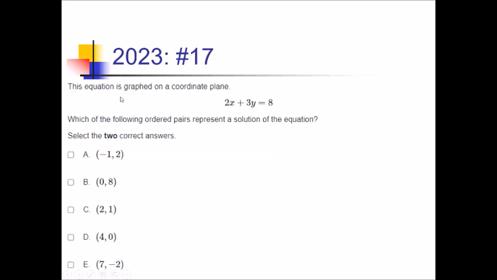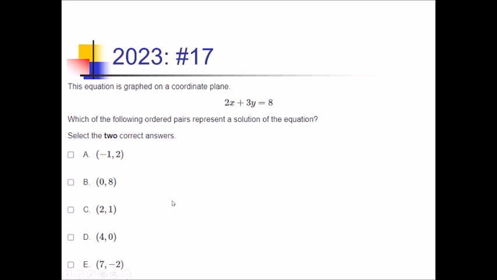For this one, we have an equation that they're saying is graphed on a coordinate plane. They didn't give us the graph, but they gave us the equation. And they want to know which of these ordered pairs represents a solution. So one way you could do this is to actually graph this out, rearrange it, put it in y equals mx plus b form. And if you've got some spare graph paper, you could do that and see which of these points appear to be on it.